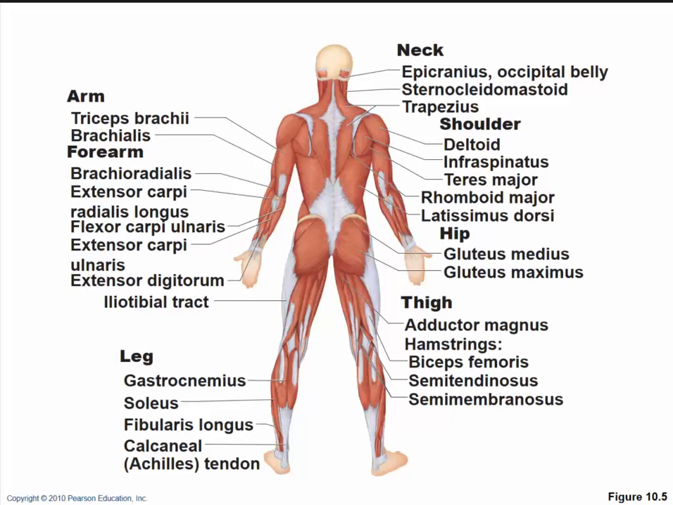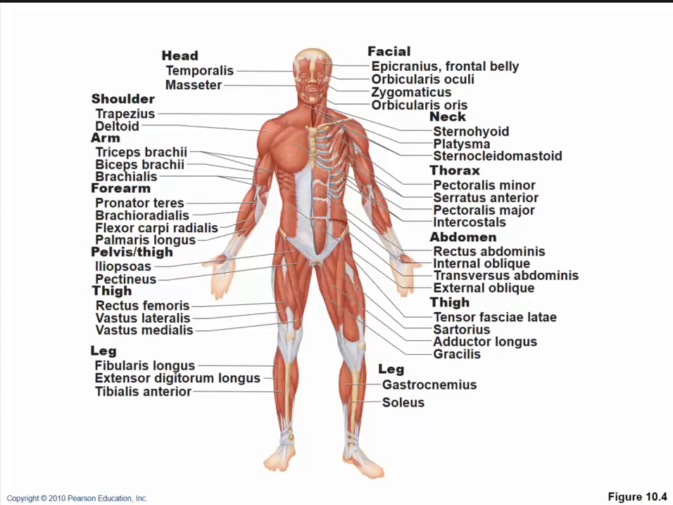Remember some of the naming conventions. Sternocleidomastoid; epicranius, on top of the cranium; deltoid, triangular shape; teres major, the big one that's cylindrical in shape; latissimus dorsi, latitude, plate, it's flat; gluteus maximus; adductor magnus, so that's going to adduct the thigh; biceps femoris, two heads and the femur, etc. Okay, so you're responsible for this one and this one.